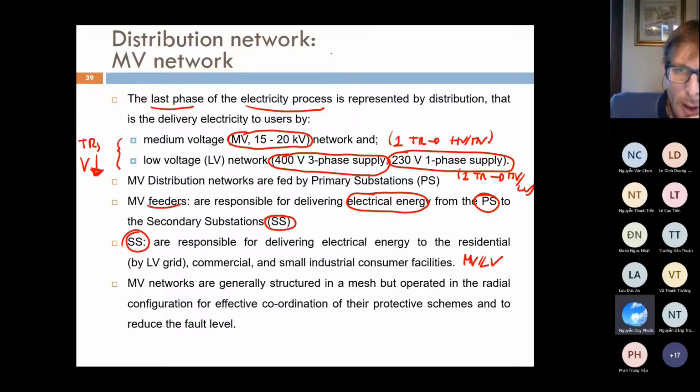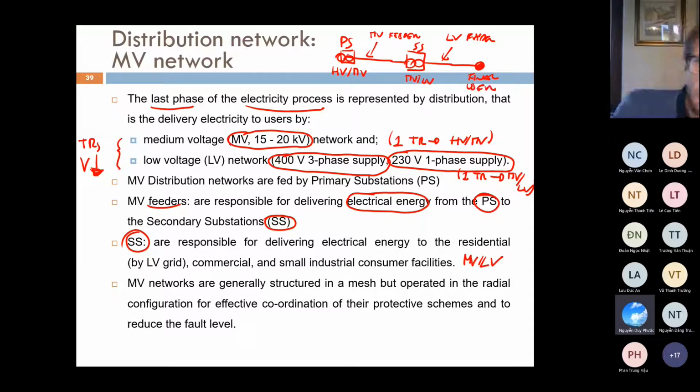So basically you have the primary substation from high voltage to medium voltage. Then you have what is called the medium voltage feeder. Then you have what is called the secondary substation, where you have another transformer from medium voltage to low voltage. And then you have what is called the low voltage feeder, which goes to the final user. And here you have the transmission network, another transformer, and then a generator, for instance. So this is the whole path from the generators to the final users.